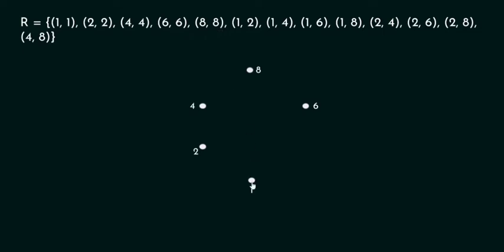So here we can draw a loop from 1 to 1. This must be a self loop. And we can also draw a self loop from 2 to 2. Then we can draw a loop on 4, then on 6, and finally on 8. These are all the self loops which must be present in the directed graph because relation R is reflexive.